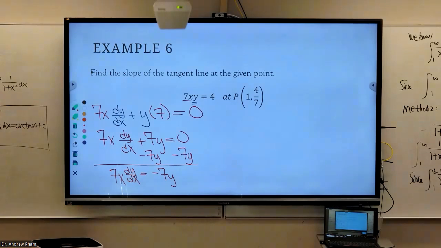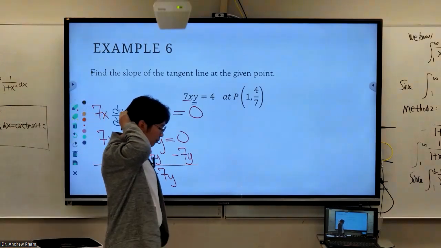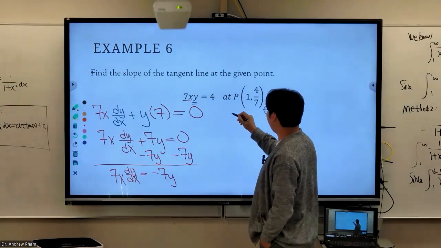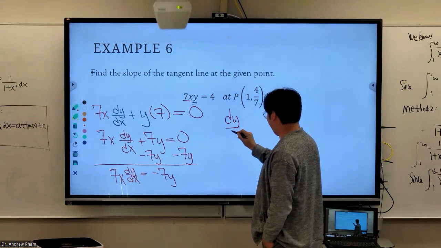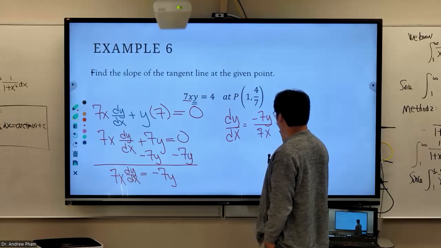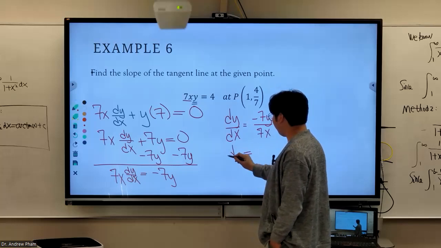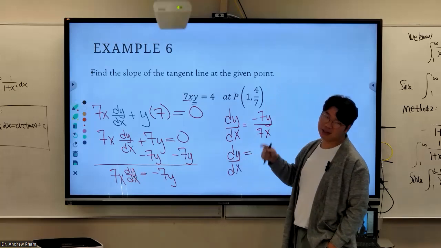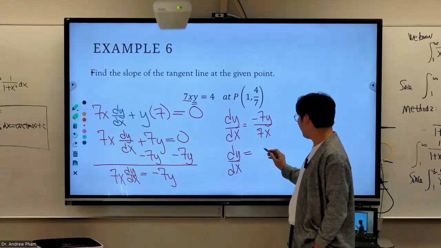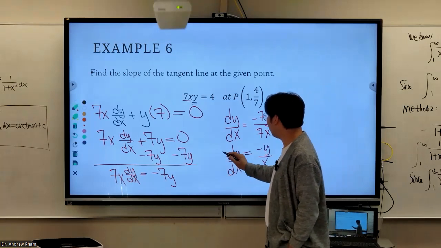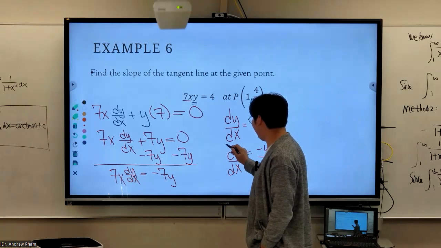What's the next step for me here to get dy/dx? Yeah, we can divide by 7x. That would give me dy/dx is negative 7y over 7x, which if you want to simplify it, my 7's can cancel each other out, right? 7 on the top, 7 on the bottom, we get negative y over x. So I have my derivative so far.